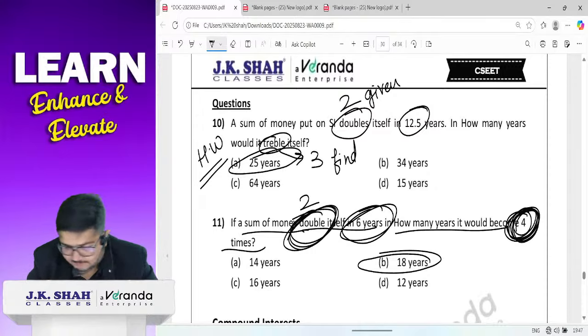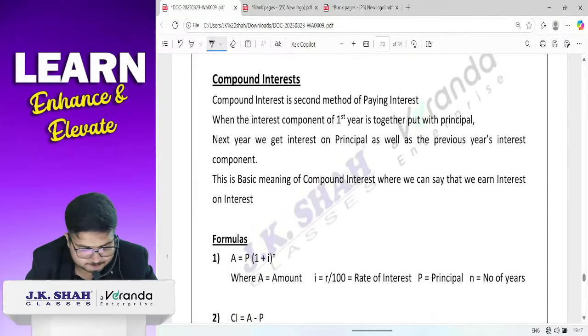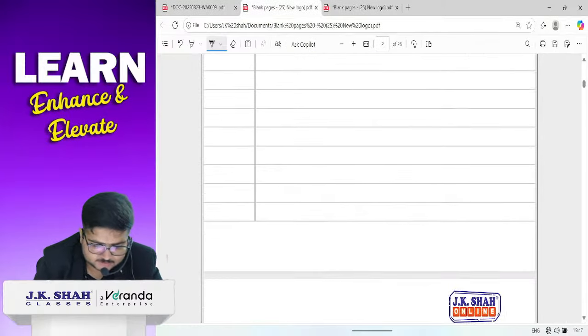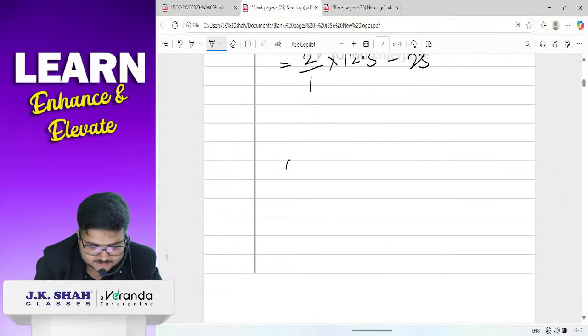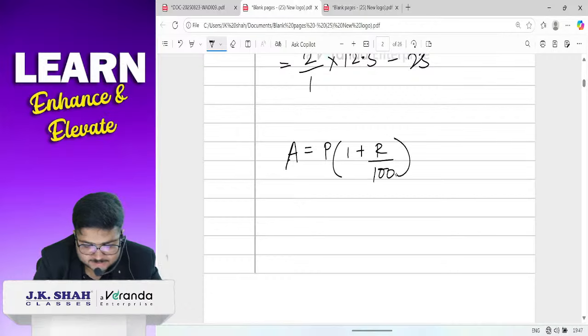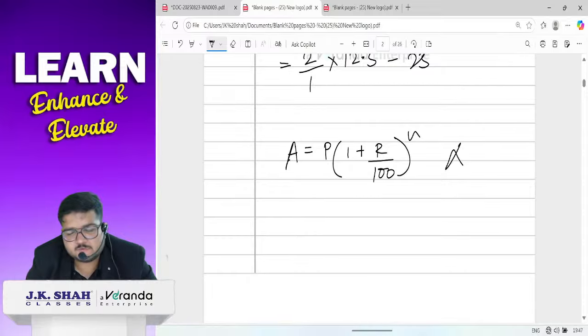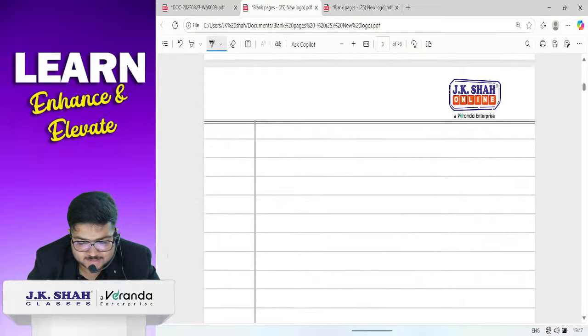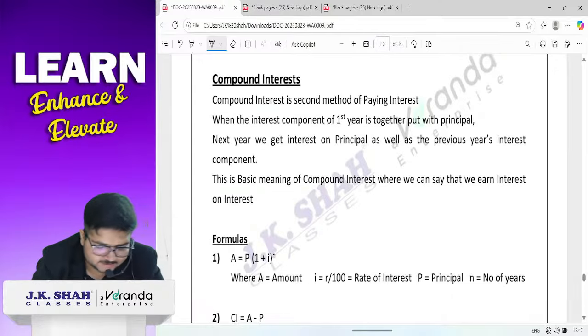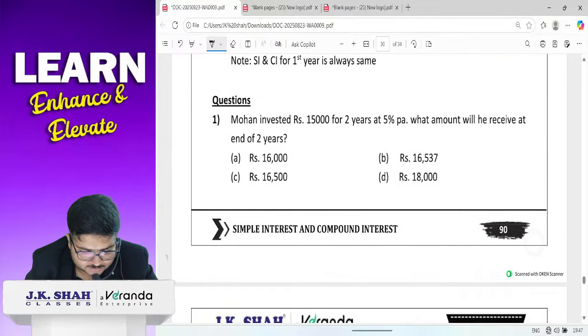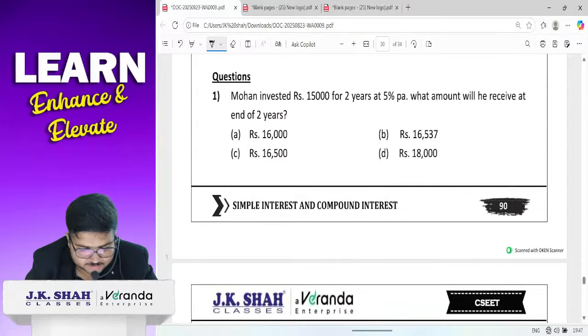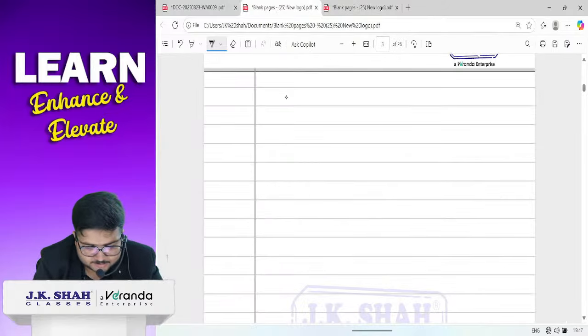Everybody understood this? Let us start with compound interest. Now, there is a formula for compound interest. Formula for compound interest is A equals P into 1 plus R upon 100 raised to N. You just have to remember the formula, but we are not going to use the formula for the sums. For that I have given you a trick, a shortcut for finding compound interest.